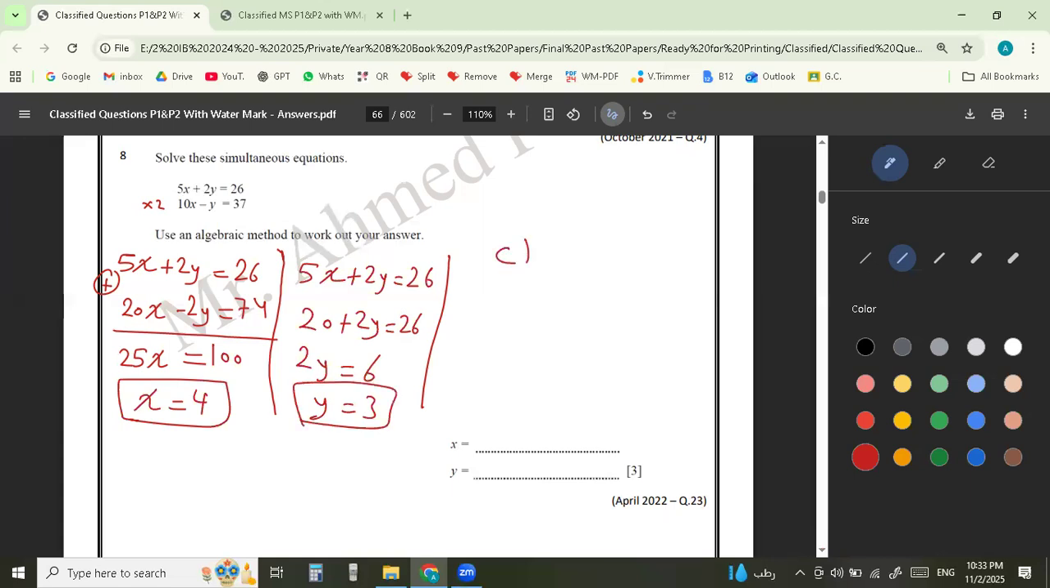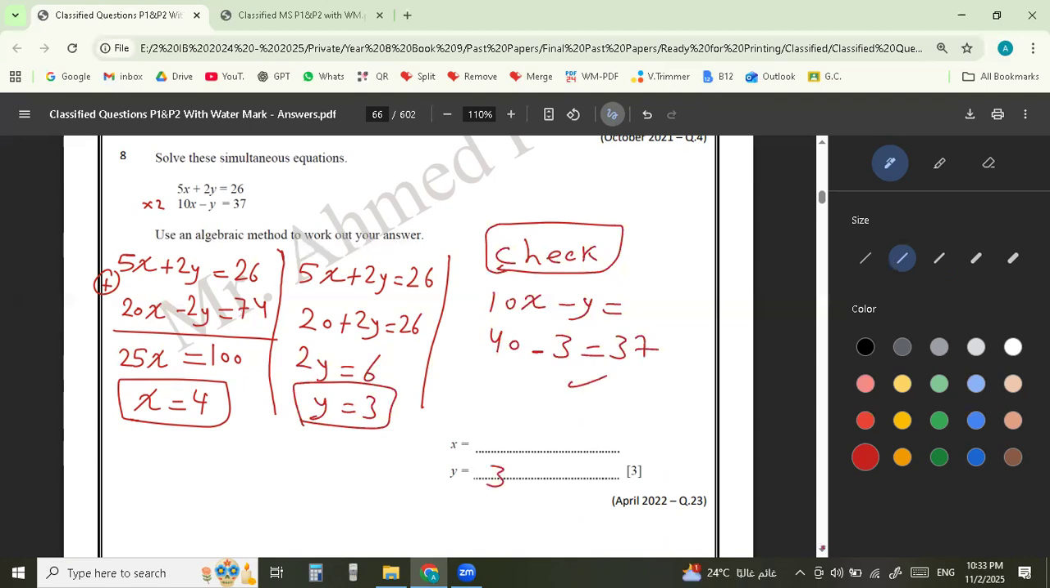Check. Here, I'm going to use the other equation, 10x minus y equals, I want to see if it will be 37 or not. Remove x and write 4. Give it 10 times 4 is 40. Minus y is 3 equals 37, Mr. Yes. So I got it right. Y is 3, x is 4.